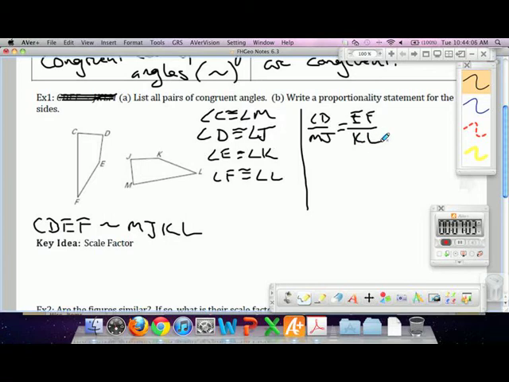Notice since my side lengths are proportional, they're not equal. So I can't just get that CD is equal to MJ. But I do know that their ratio is the same. They're proportional. So if I say CD to MJ, that ratio should be the same as any other ratio of side lengths. So CD to MJ should be the same ratio from, say, EF to KL.